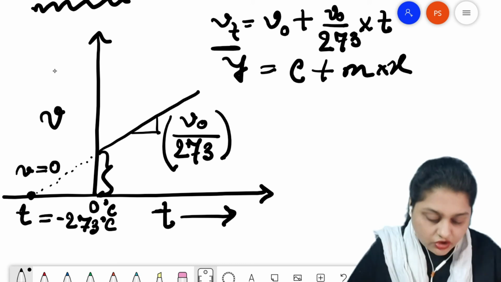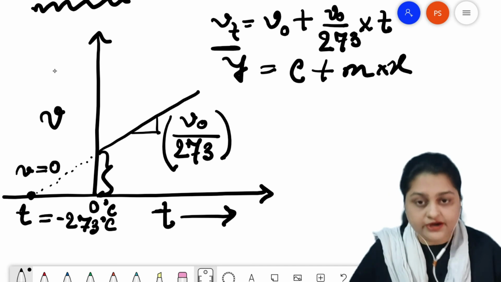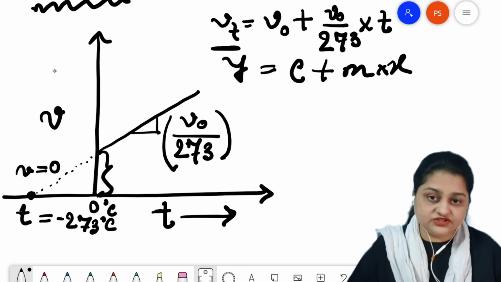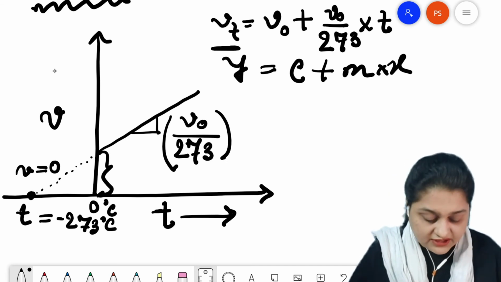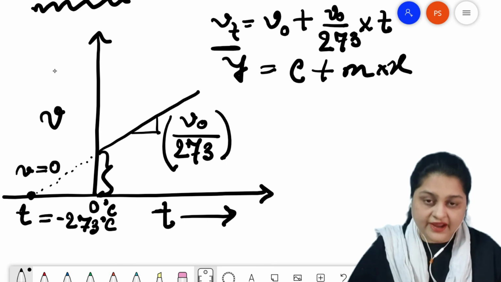So the gas law is not applicable at this temperature to actually find the volume of the gas as 0. So this is a hypothetical temperature that cannot be attained, but mathematically it can be attained, and it is known as absolute temperature.